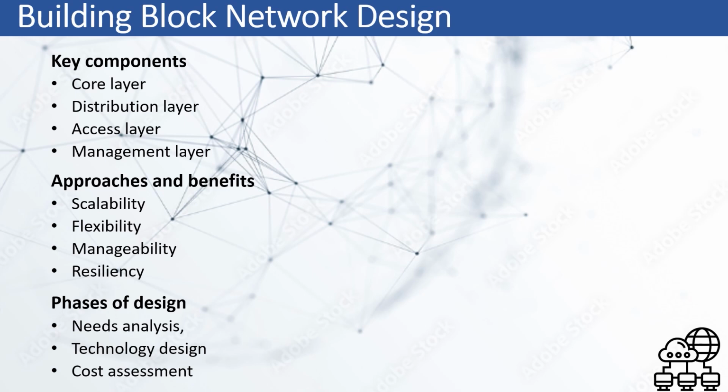And then first on the list, we have the core layer. The core layer is the backbone of the network and provides high-speed connectivity between all other network components. It should be designed for high availability, redundant components, and multiple paths for data flow. And then next, we have the distribution layer. The distribution layer provides connectivity between the core layer and the access layer. It includes network devices such as switches, routers, and firewalls that are used to enforce security policies and manage network traffic.